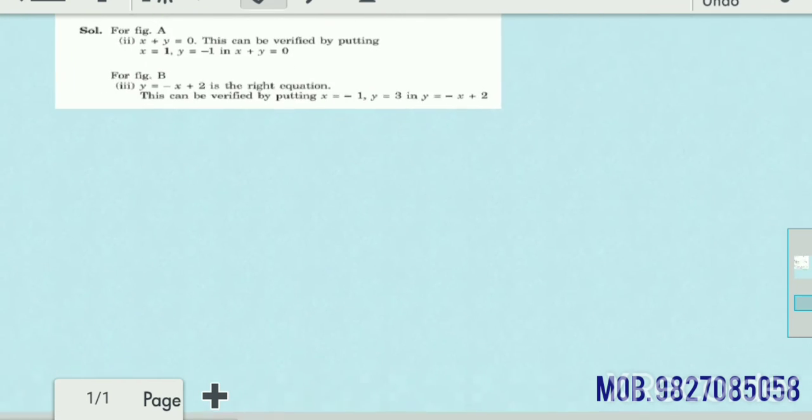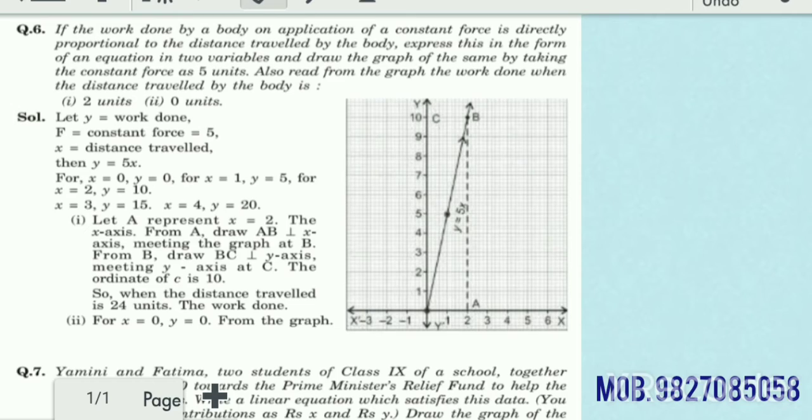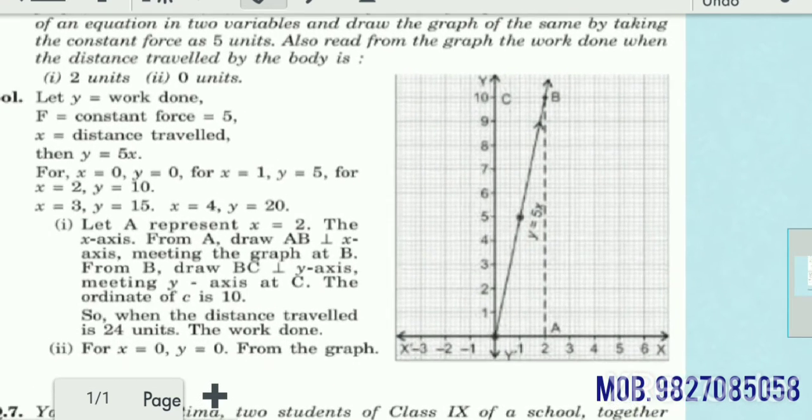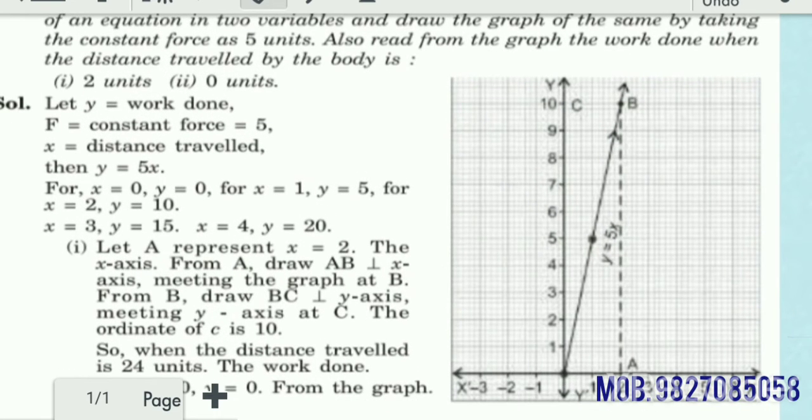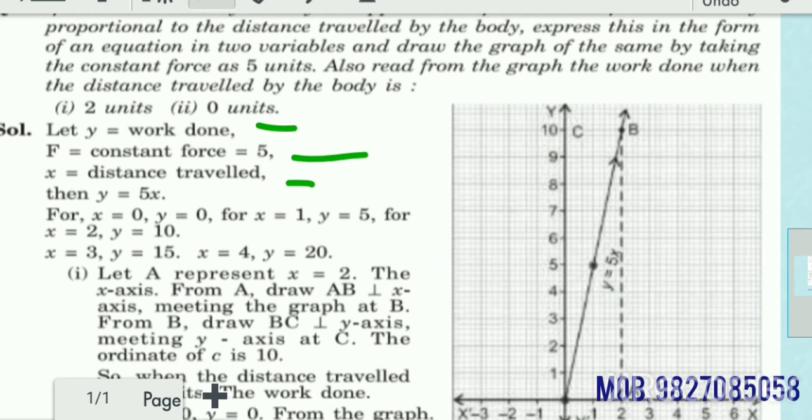Now question number 6 and 7 are the same as question number 4. Here firstly we have to make equations. So let the work done be y, force is equal to 5 and distance traveled be x. Here according to the question y is equal to 5x, meaning work done is equal to 5 times x.